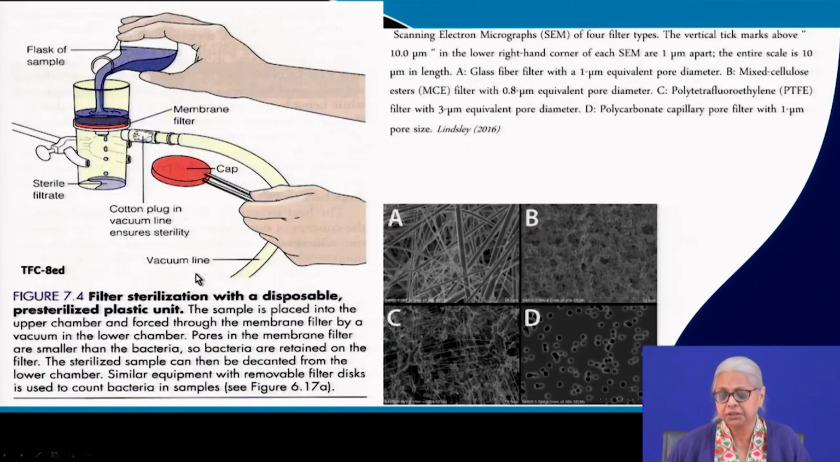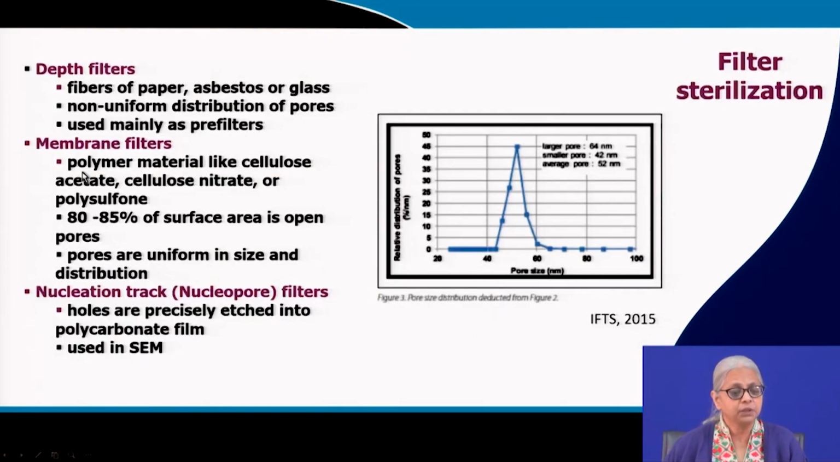And you can see over here, the surface of the filters is about 80 to 85% pores. So the amount of open space on the filter is enormous. So 80 to 85% of the surface area is open pores. These pores can be uniform in size and distribution compared to the depth filters.